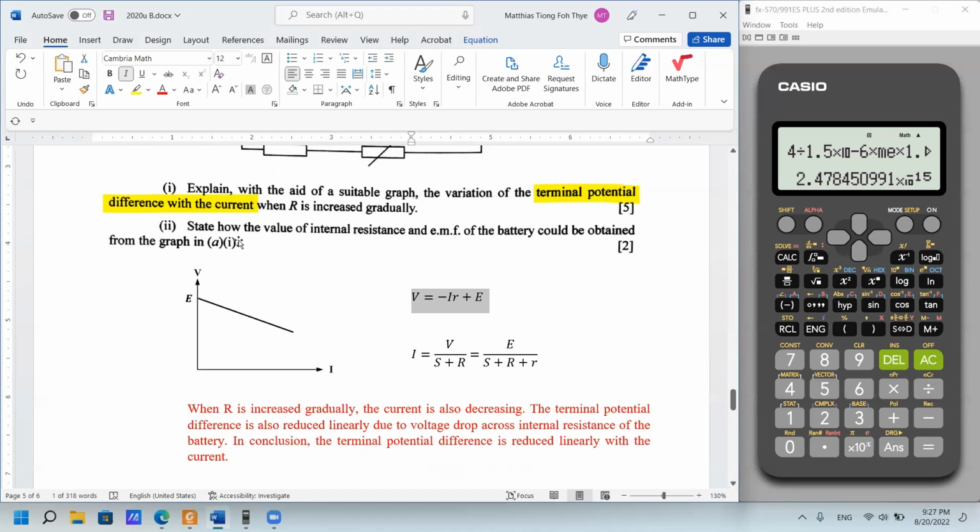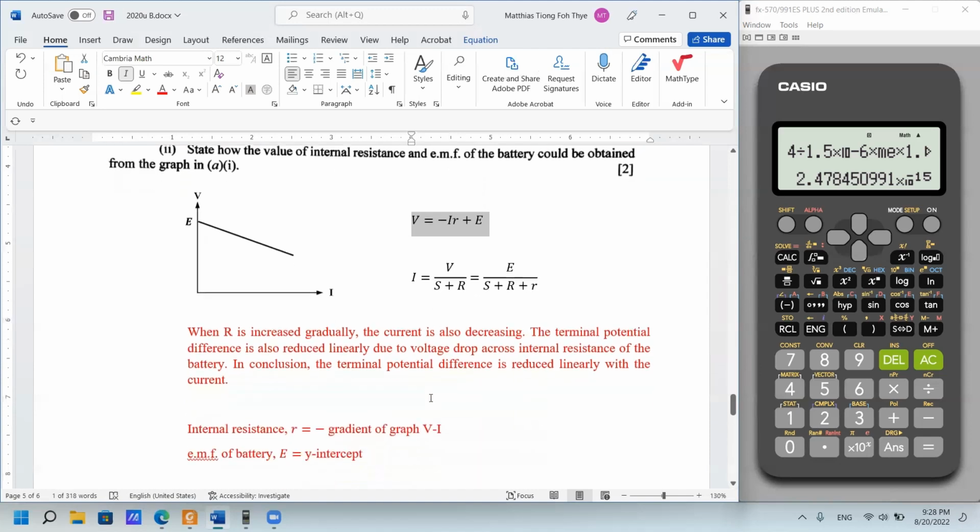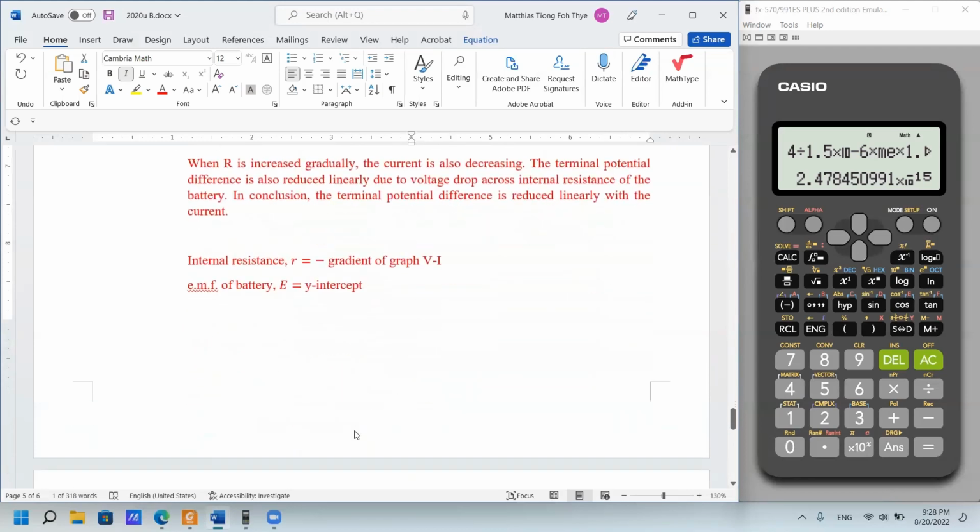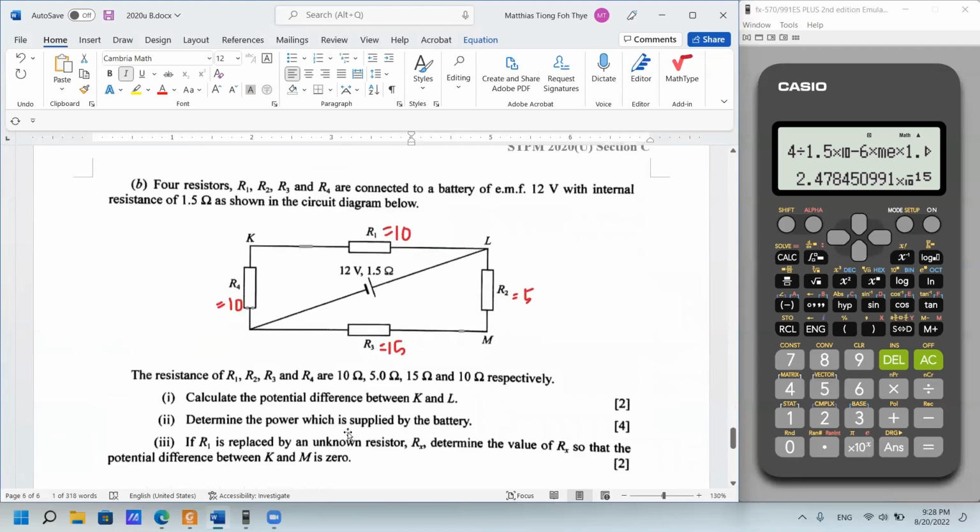The second question is to state how the internal resistance and the EMF can be obtained. Simple. The internal resistance is the negative of the gradient of the graph, and the EMF can be obtained from the y-intercept of the graph. And then we're going to proceed to the next question.